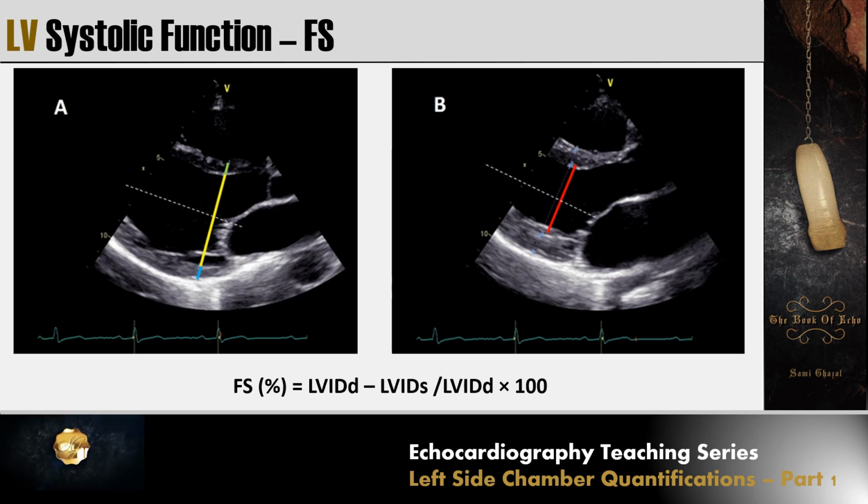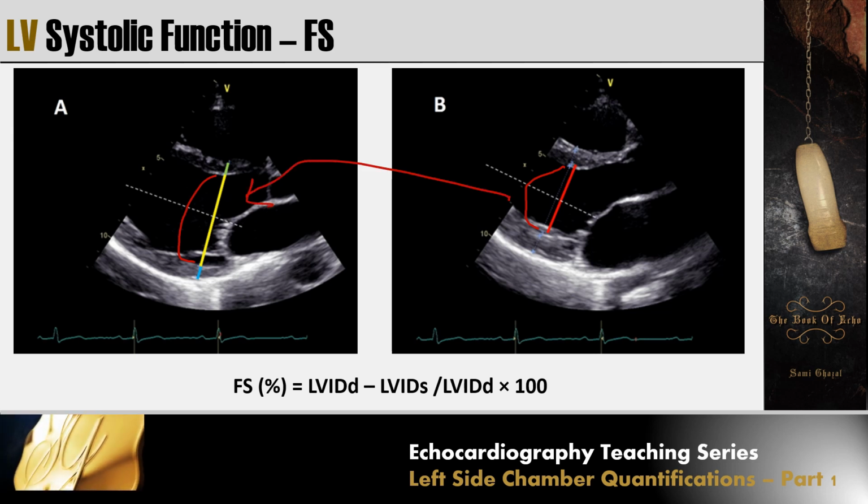Fractional shortening is the LV dimension in diastole, this one, minus the LV dimension in end systole, this one. So how much the LV contracts or becomes smaller, divided by the original dimension. So this is the fractional shortening of the LV. How much did the LV shorten in systole?